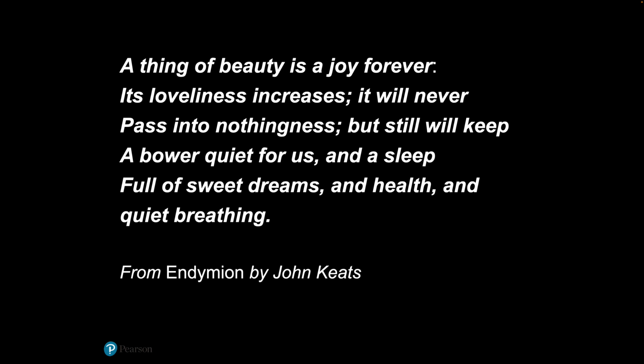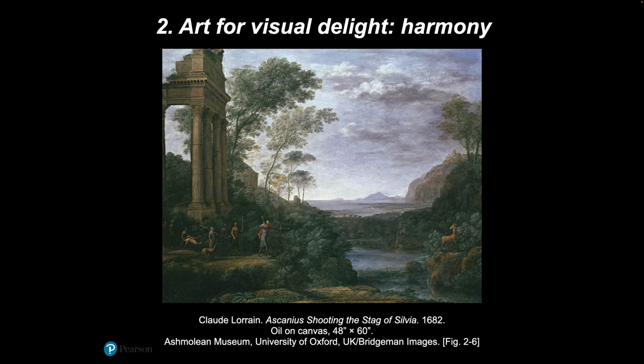We've already said that beauty can be achieved by pursuing an ideal, but we also see beauty in objects that have harmony, which brings us to the next point of art for visual delight, focusing particularly on harmony. A good definition for harmony is something that is a pleasing balance or has harmonious proportions, right? And we'll talk a little bit more about balance in chapter 4. So this piece by Claude Lorrain, Ascanius Shooting the Stag of Sylvia, right? The colors are harmonious, the buildings are balanced on the left by the trees and cliffs offset on the right. The light is evenly diffused.